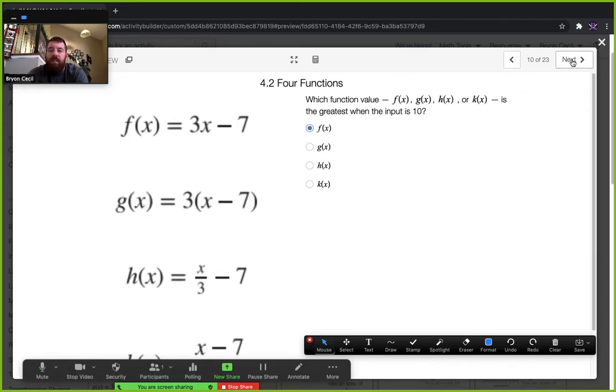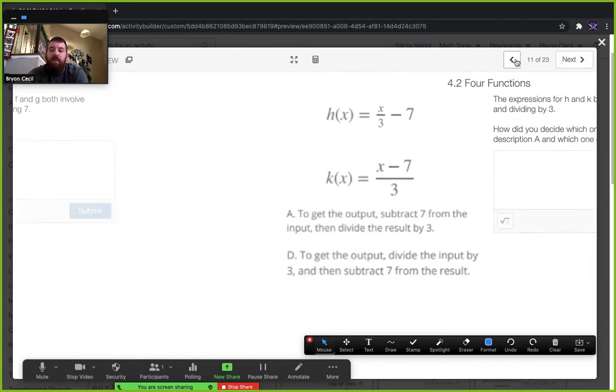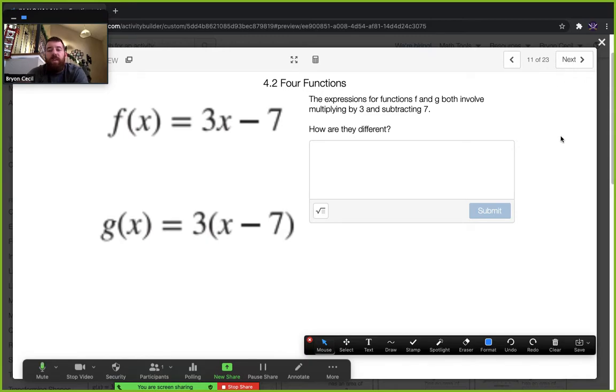Okay, let's see, we just did that. The expressions of functions f and g both involve multiplying by 3 and subtracting 7. Okay, how are they different? This one, guys, it's very straightforward. You're going to make sure that it's order of operations. So f of x, you're going to multiply first, then subtract, right? Because I'm going to multiply this, then subtract it. But on g of x, we do our parentheses first. So I'm actually going to subtract first, then multiply.